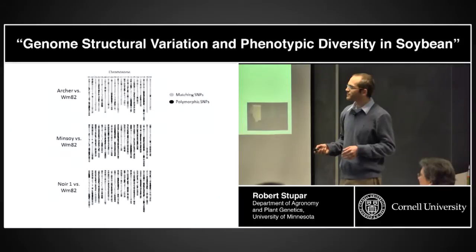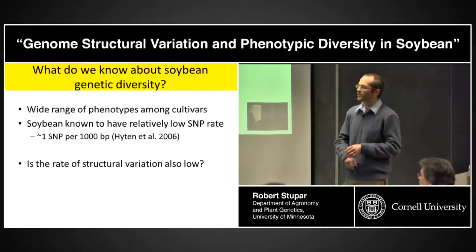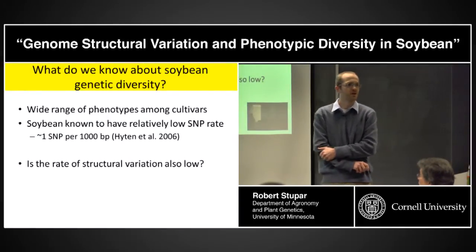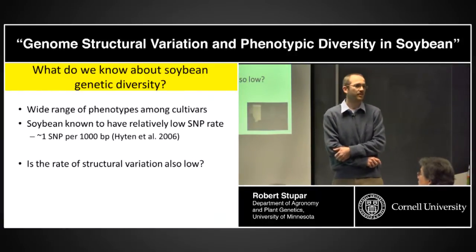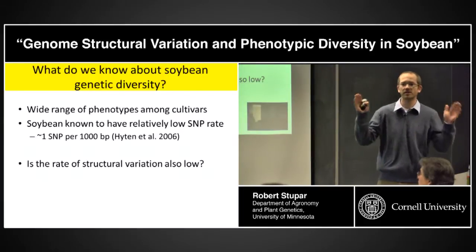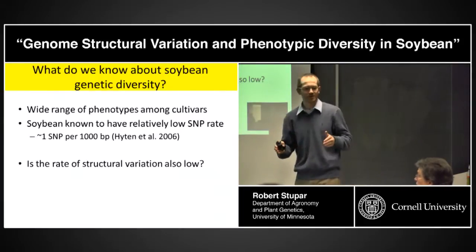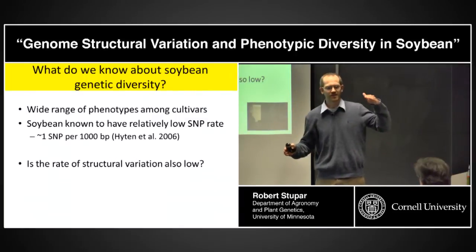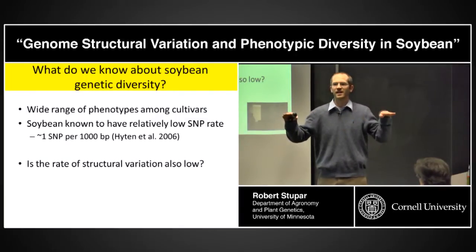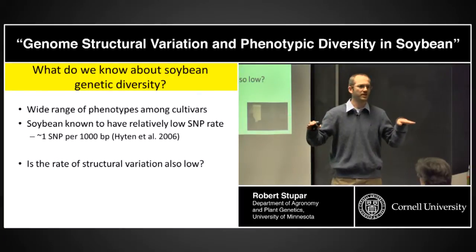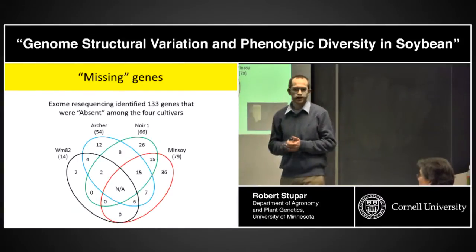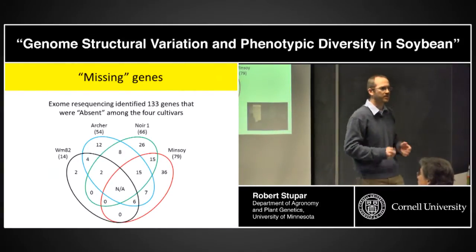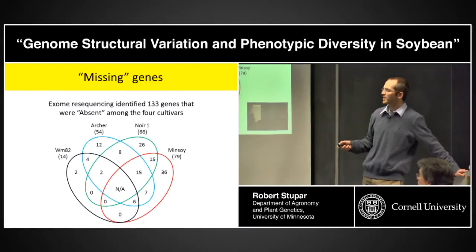But what we've been doing is asking the question, is structural variation also low? If so, that's okay, but where does it persist? And if not, is it something different than what we might have expected? When we first started doing these experiments, people who were higher up in the community basically said, I'm not sure that's worth your time. You're just going to see that everything's the same. You're not going to have any structural variation in these genomes. It's way too bottlenecked. But it turns out that we started doing some sequencing work on exomes. So we did exome capture and started sequencing some of these genotypes. Again, this is our core group that we work with: Williams 82, Archer, Noir 1, and Minsoy.